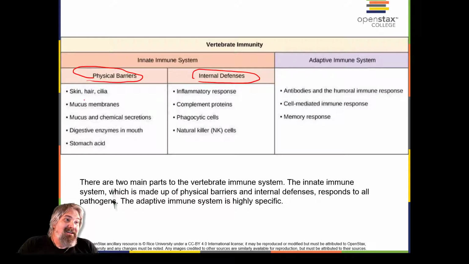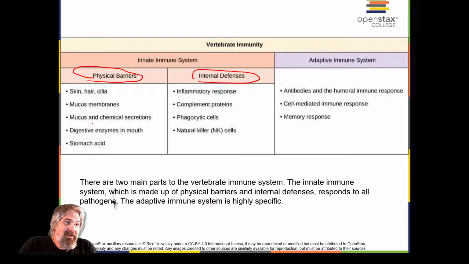Your skin, hair, the cilia in your upper respiratory system. Your mucus gets brought up from your upper respiratory system. That's one of the things that gets impaired when you smoke, so it makes you more vulnerable to respiratory infections.